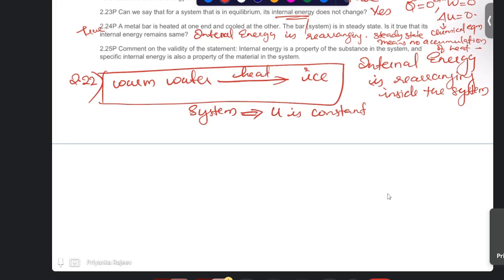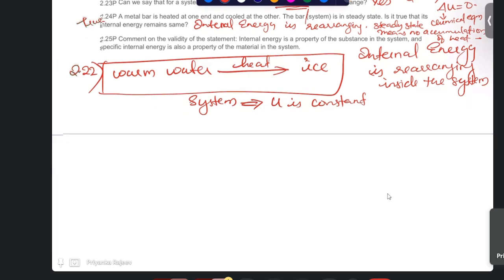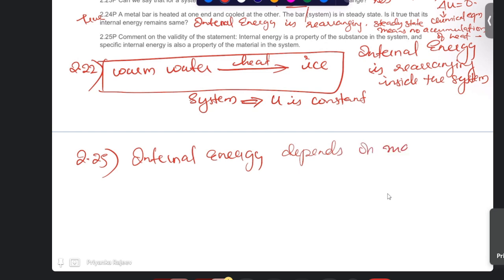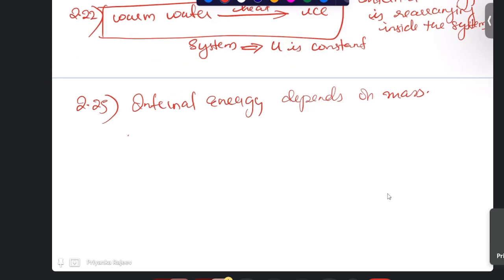Now, comment on the validity of the statement: internal energy is a property of the substance in the system, and specific internal energy is also a property of the material of the system. Internal energy is a property of the substance of the system. That's true. It depends on the mass. Okay, 2.25. Internal energy depends on mass, and specific internal energy is kind of like density. That means intrinsic property. That means it doesn't depend on the mass.